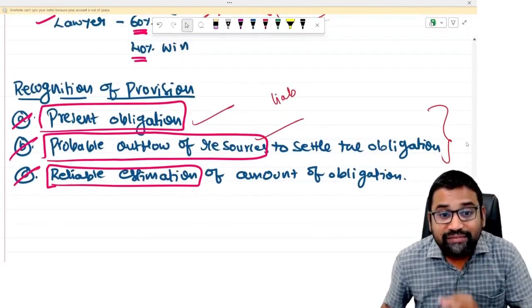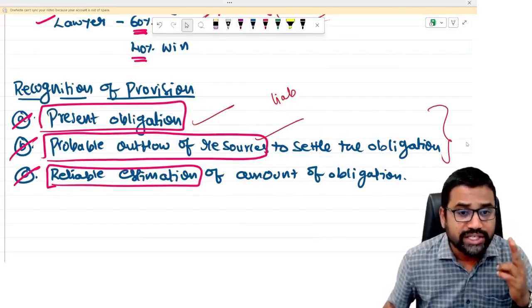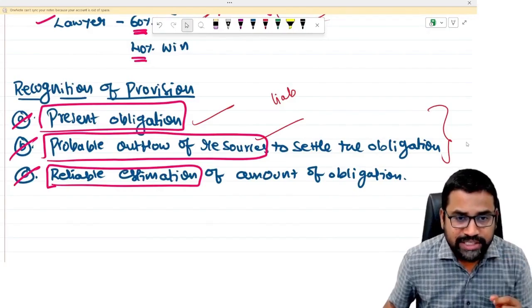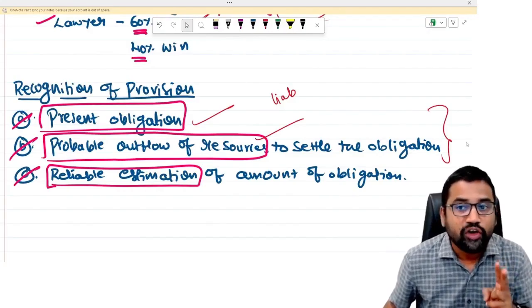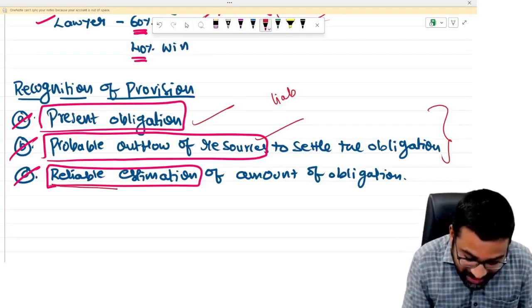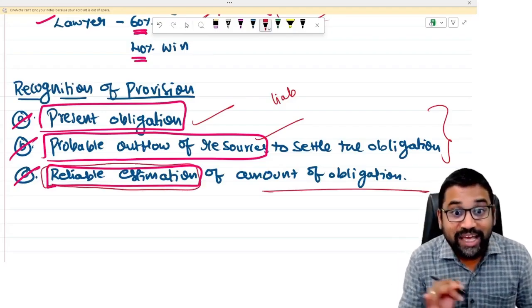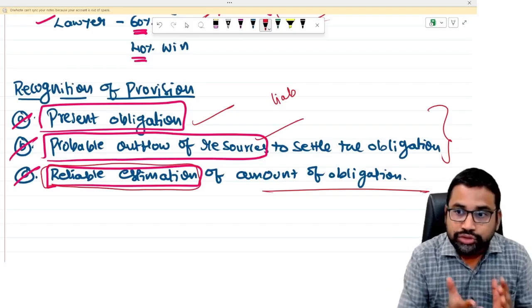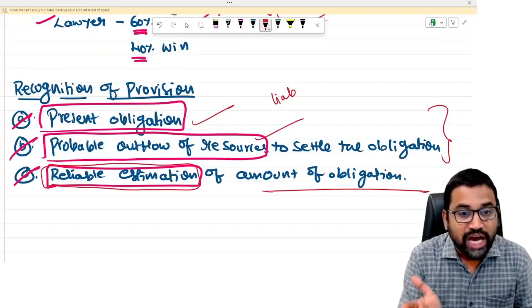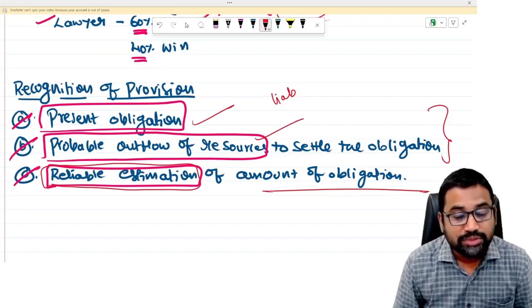Now finally, when I need to recognize the provision, first of all, it should be a liability, so satisfy two conditions. First, there should be a present obligation. Second, there should be outflow of resources to settle the obligation. Third and most important thing is reliable estimation of the amount of obligation. Sir, you said just now provision is a liability with uncertain timing and amount. Now you are saying reliable estimation. How is reliable estimation possible?